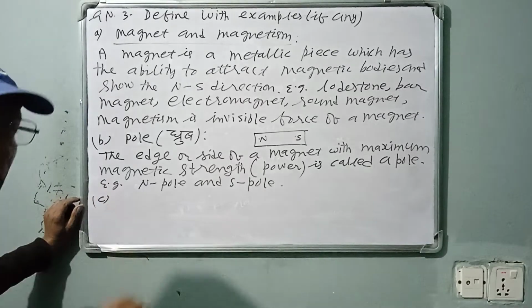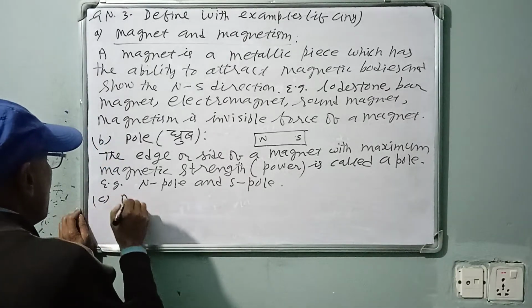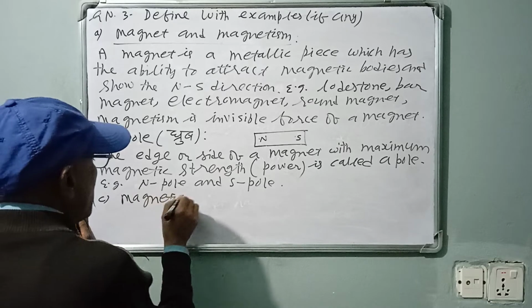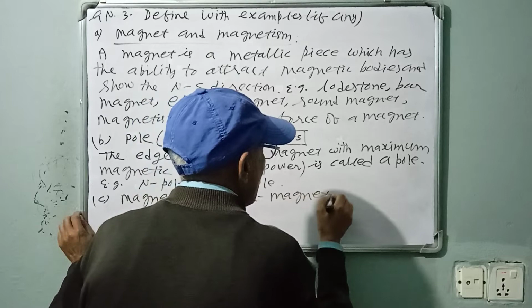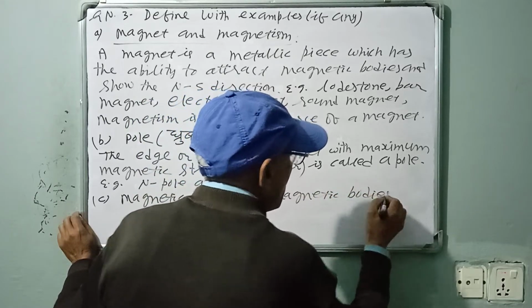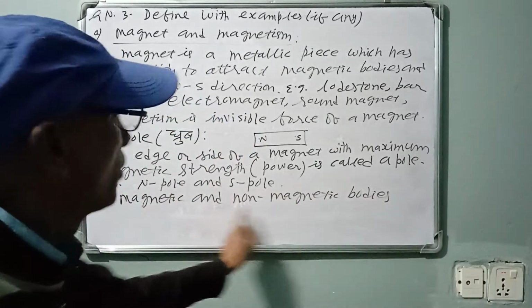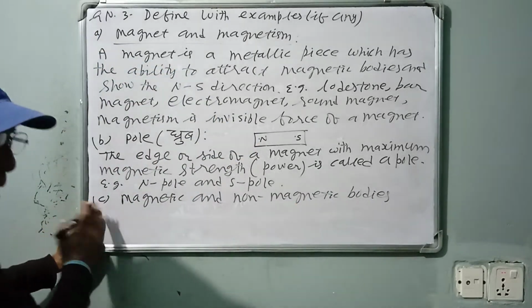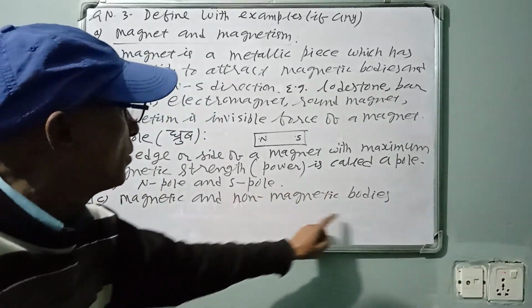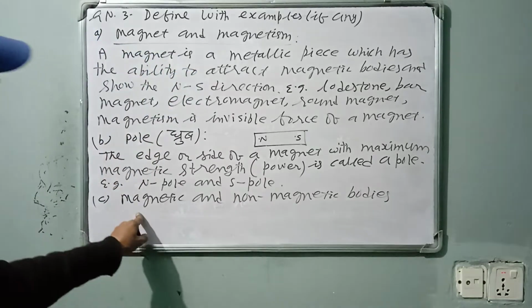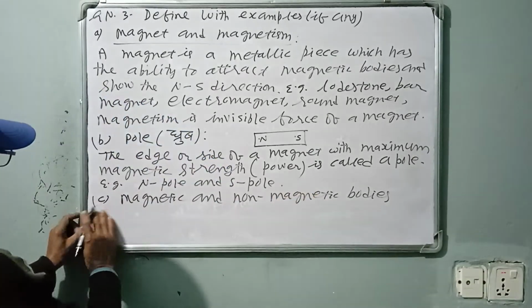Another is magnetic bodies and non-magnetic bodies. Here I have written two words, magnetic bodies and non-magnetic bodies, in one. Why? Just to show the differences. What are magnetic bodies and what are non-magnetic bodies? Just by the word, magnetic means attracted, non-magnetic not attracted.